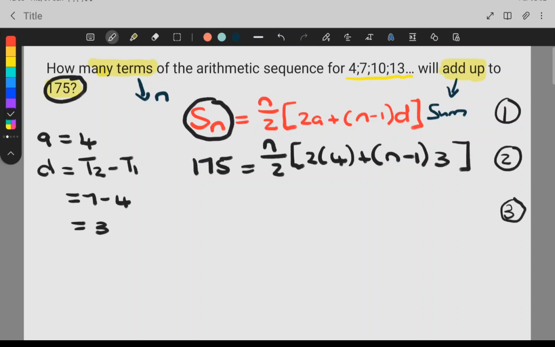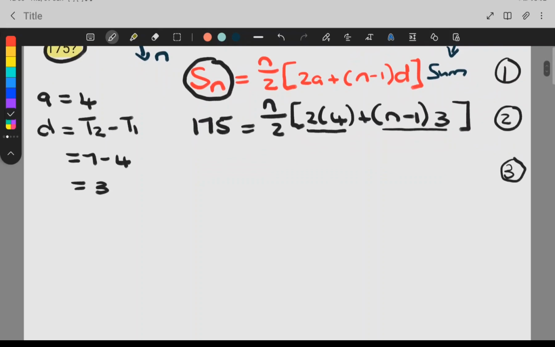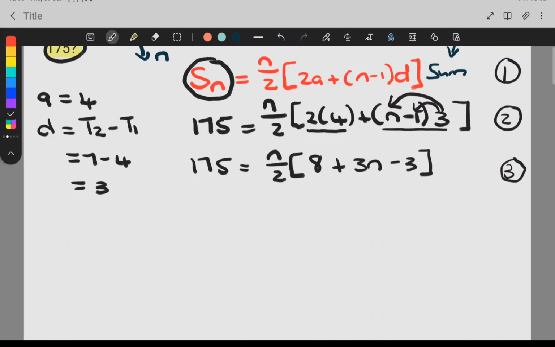The first thing I want you to do is remove this bracket and that bracket over there. That's all you're going to do. Everything else stays the same. So 175 is equal to n over 2. This will give me 8, this will give me a positive 3n, and this will give me a negative 3. Then I want you to add the like terms. So 175 equals n over 2 times 3n, and then 8 minus 3 is plus 5.